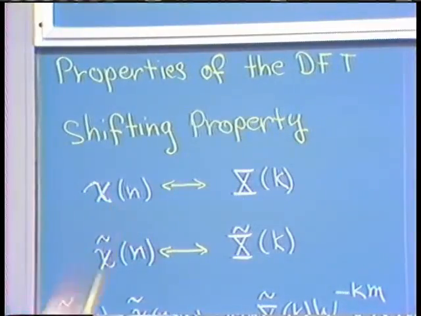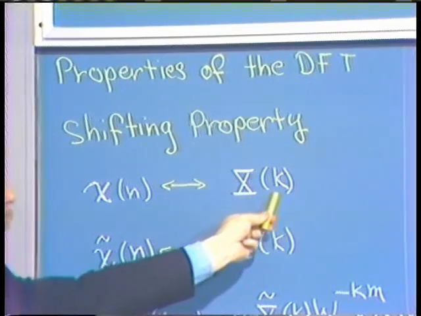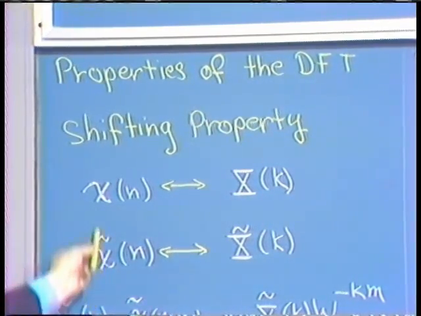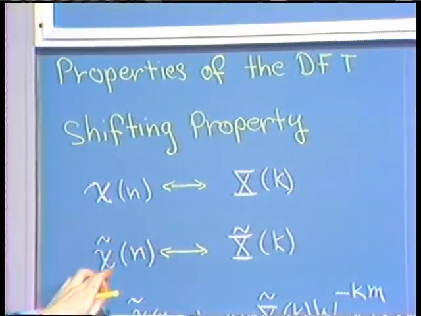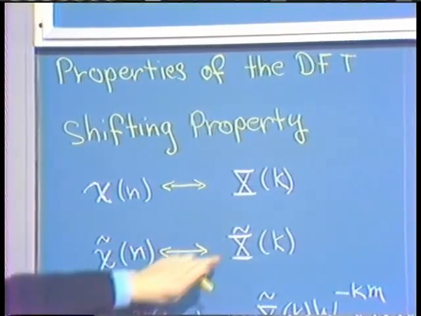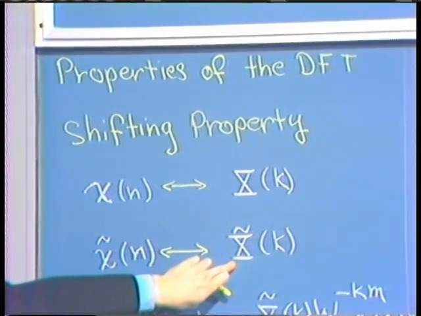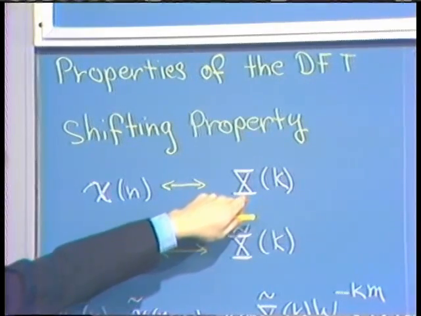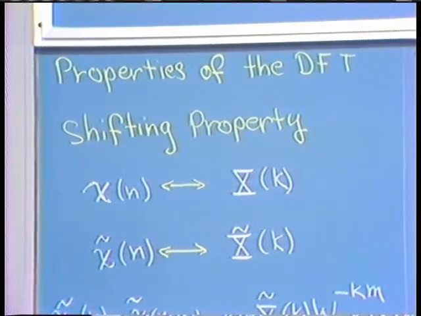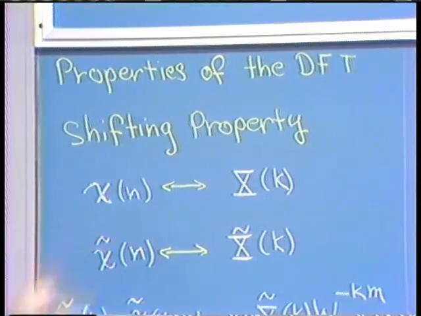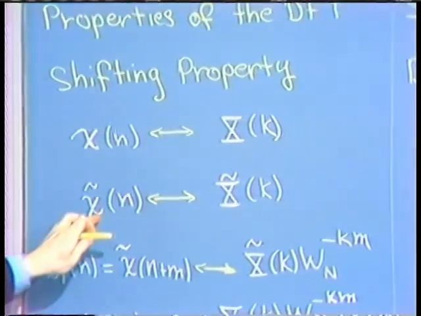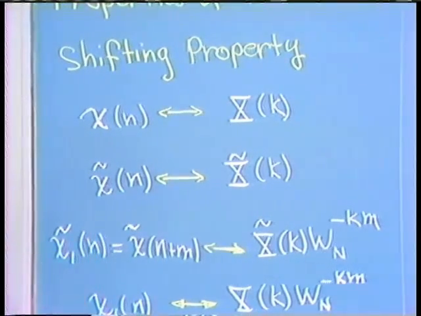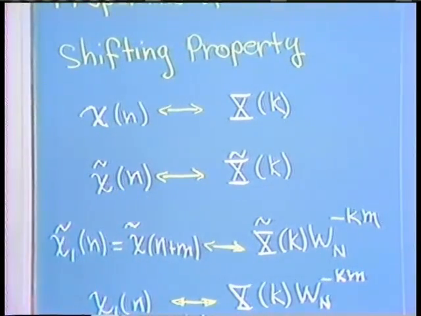We have a sequence x of n. It has a discrete Fourier transform, capital X of k. And then we have the periodic equivalent of x of n, x tilde of n. And it has discrete Fourier series coefficients, which are the periodic extension of the discrete Fourier transform. Well, the shifting property that we want to introduce corresponds to the finite length sequence which is implied by shifting the periodic sequence x tilde of n.